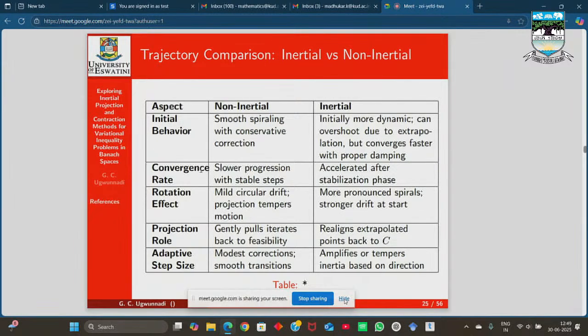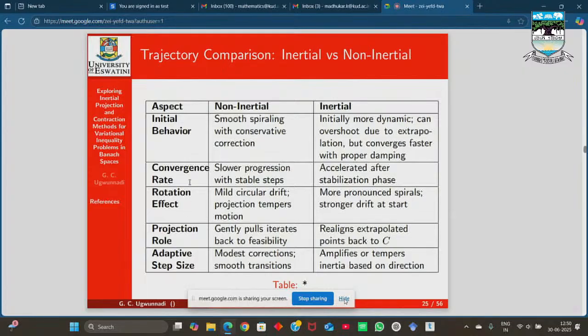Then the rate of convergence. This is the importance of inertial. This always slowly progresses with a stable step. Then this accelerates, but sometimes it will shoot out. Depending on the residual, we try to control it for stabilization. And for the rotation rate, for this example, you see what's happening.